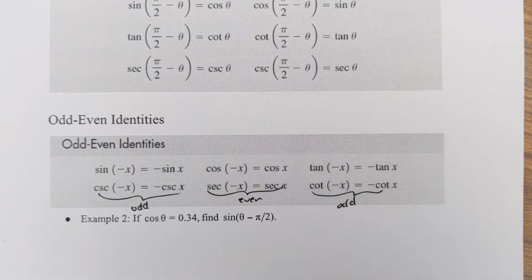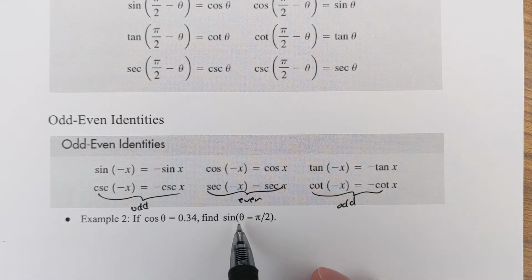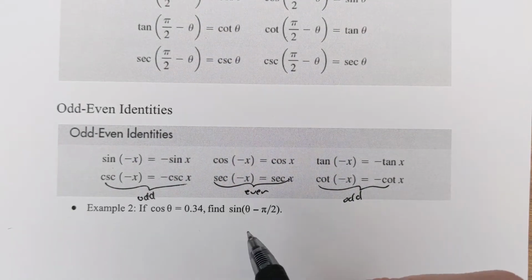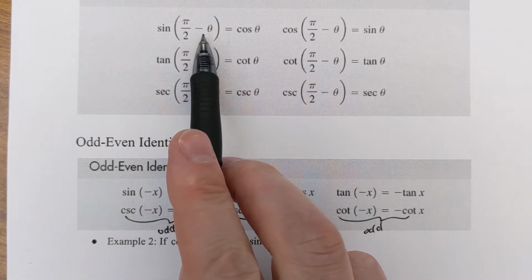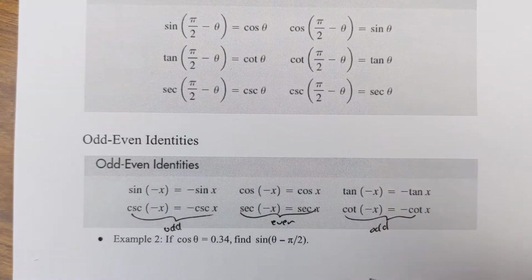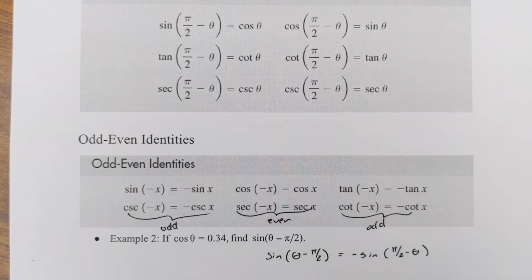Okay, so if cosine theta is 0.34, find the sine of theta minus pi over 2. So this is actually out of order from this guy. But the sine of theta minus pi over 2 is equal to the negative sine if I reverse it, because it's an odd function.